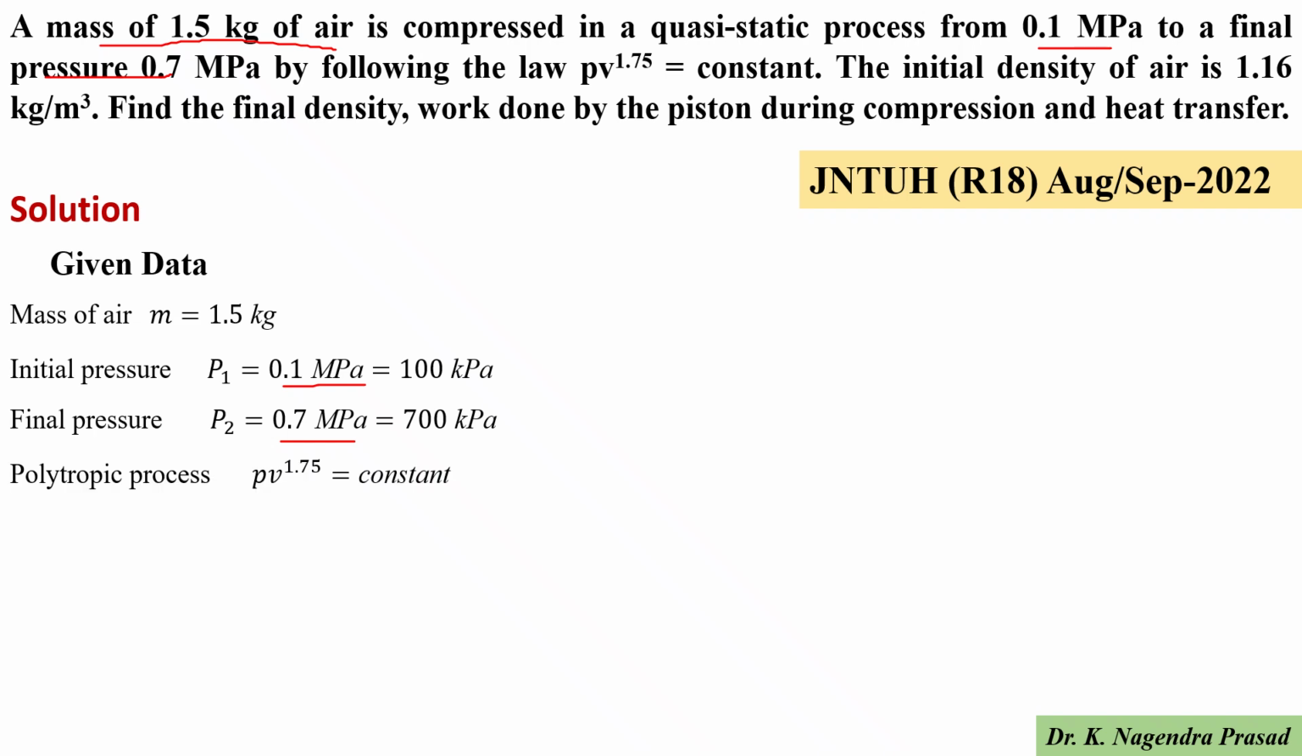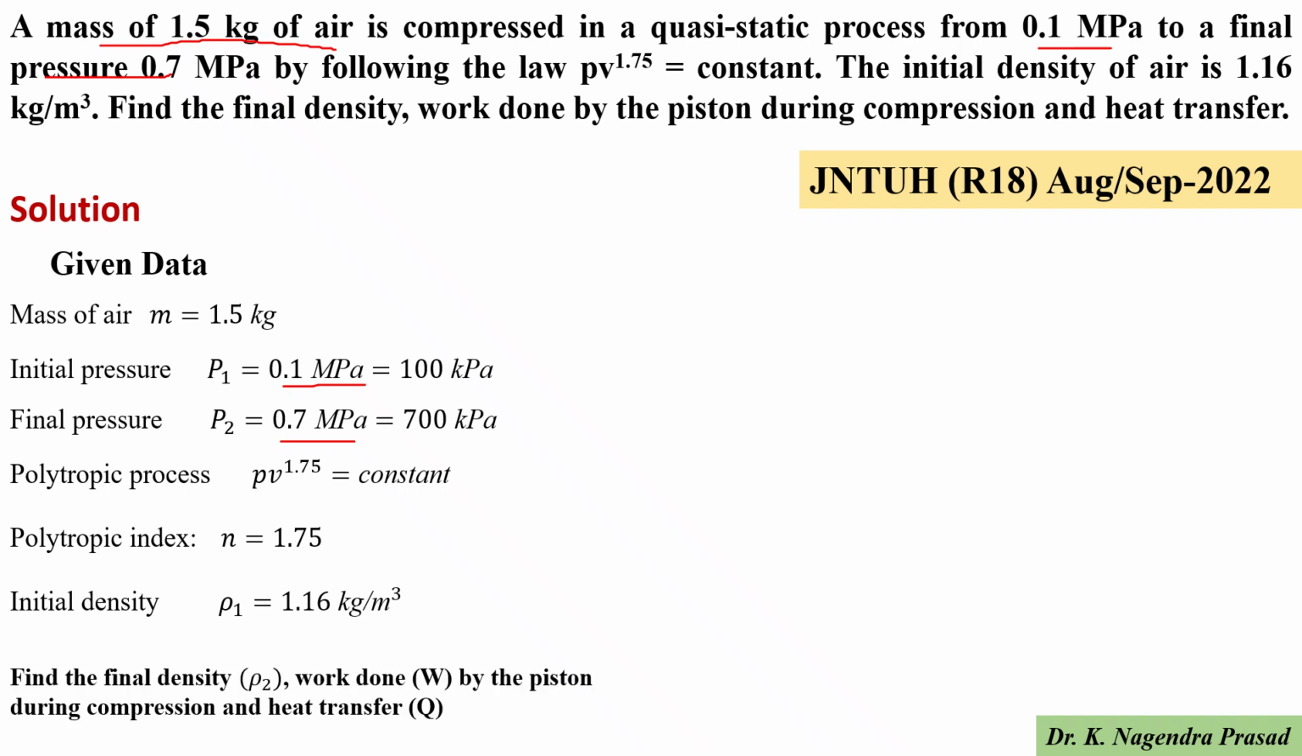The following law is a polytropic process, with the relation PV to the power 1.75 equal to a constant, so the polytropic index n equals 1.75. The initial density of the air is also given, equal to 1.16 kg per meter cube. Then we have to determine the final density, let's consider rho 2, the work done W, and the heat transfer Q. So let's see the solution.